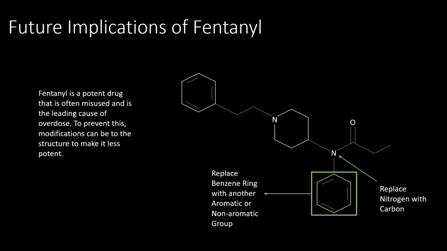To prevent this, modifications can be made to the structure to make it less potent. For example, the replacement of nitrogen with carbon, or the replacement of a benzene ring with another aromatic or non-aromatic group. This would change how fentanyl interacts with the body and would change its uses in medicine.